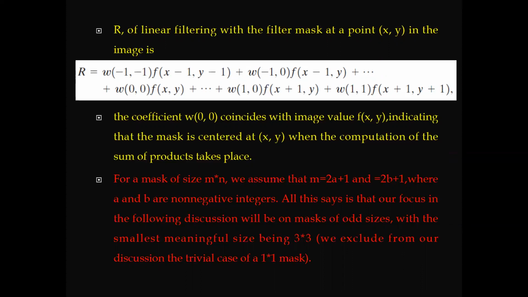So most of the time we prefer a mask of odd size, that is 1 by 1, 3 by 3, 5 by 5. But generally 1 by 1 is a trivial case. That means 1 row, 1 column, which indicates only a single pixel. So we won't consider the mask of size 1 by 1 to perform the filtering operation. So the majority of the time we take the smallest meaningful mask size as 3 by 3.